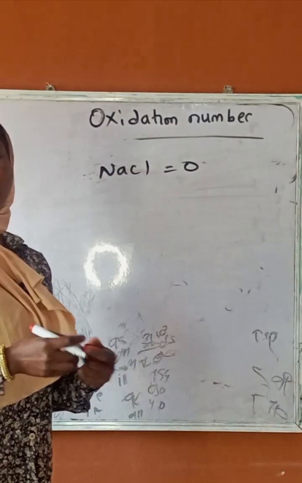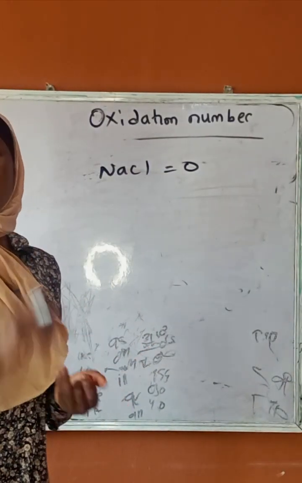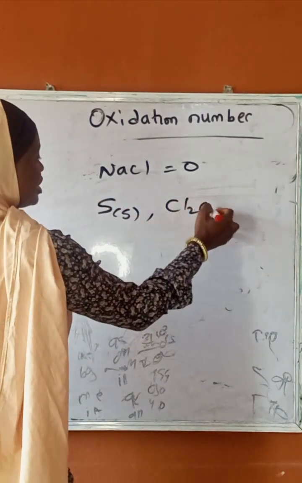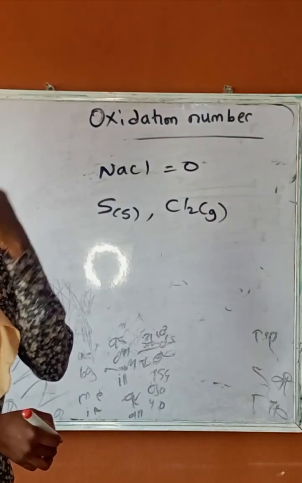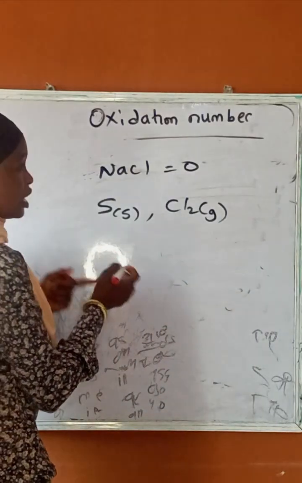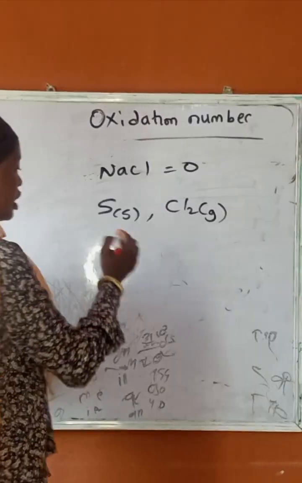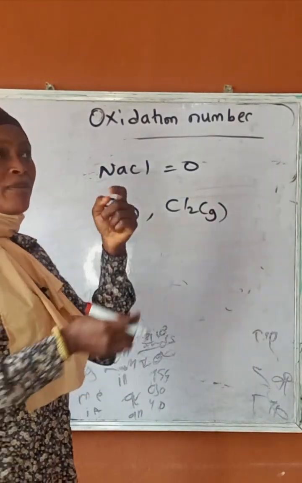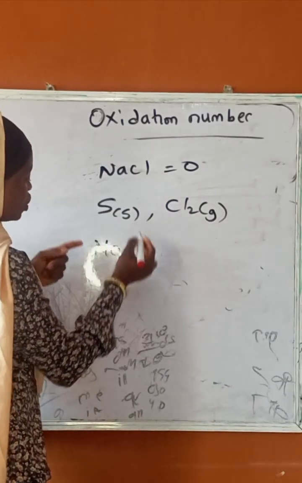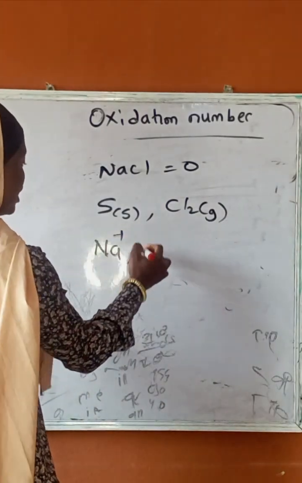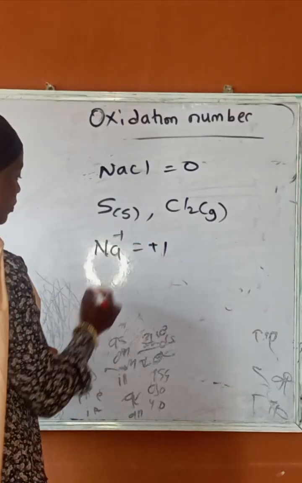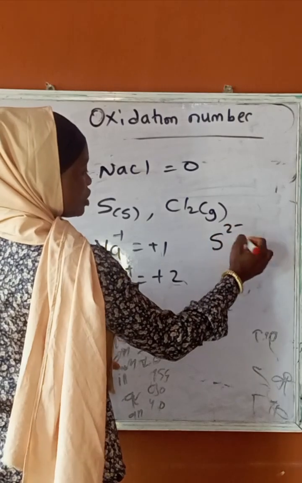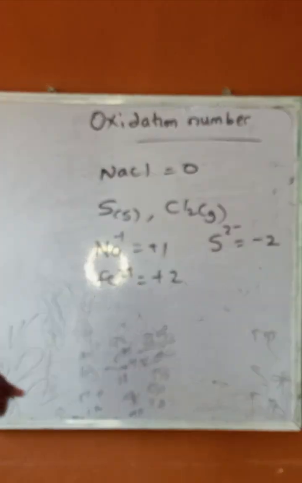What do you mean by elements in the free state? Maybe the solid state, the liquid state, or gaseous state. Maybe you see an element like this, they are in their free state, they have an oxidation number of 0. Also, in an ion, maybe a positive or negative ion, the oxidation number will be the same as the charge it carries. For example, Na+, the oxidation number will be +1. Fe2+, the oxidation number will be +2. Or S2-, the oxidation number will be -2, etc.